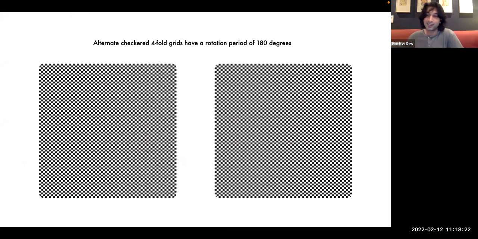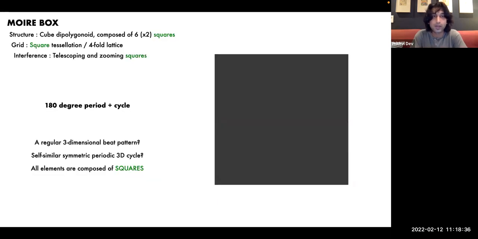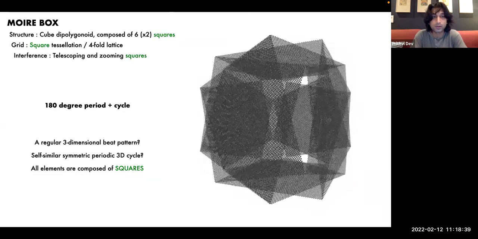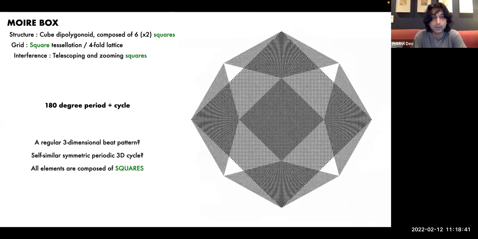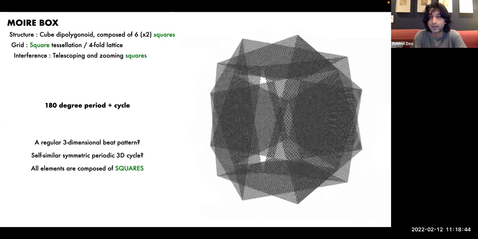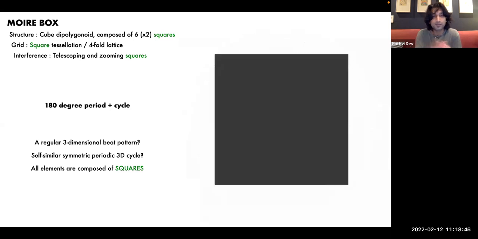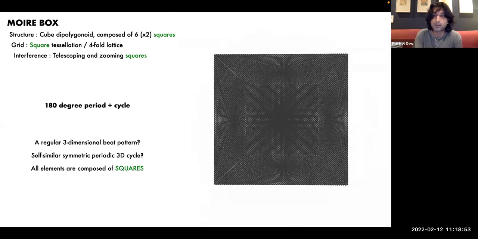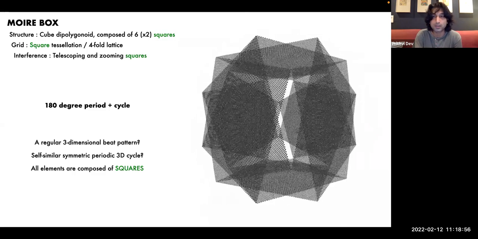Oh, by the way, I have a physical structure of that, but I guess I'll show that after the presentation. But here we have alternate checkered fourfold grids. So when one overlaps both of these, it's just completely black and opaque, because here we have the moire box with a 180-degree period and cycle. And again, this structure, as well as the octahedron and the tetrahedron, would translate into all higher dimensions as well.